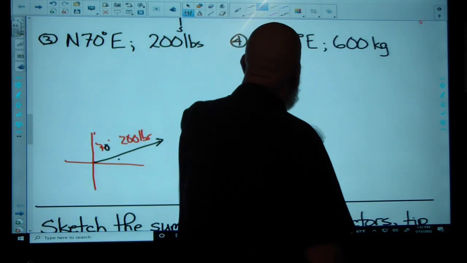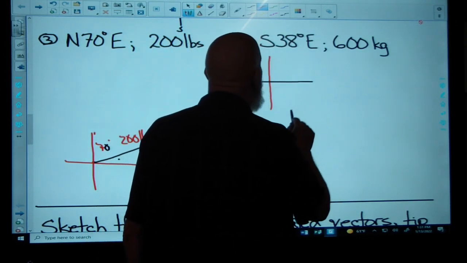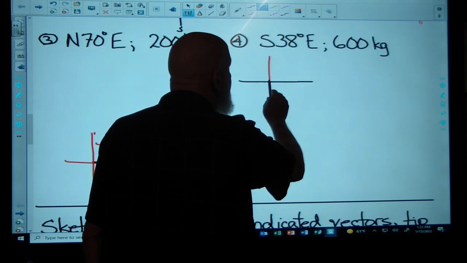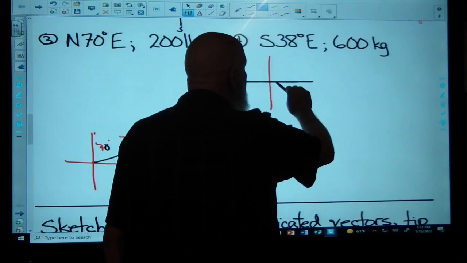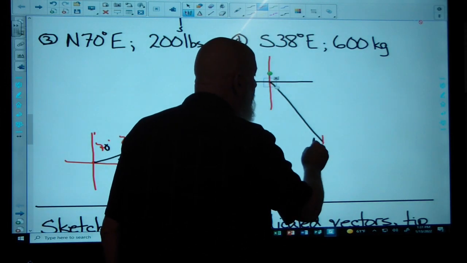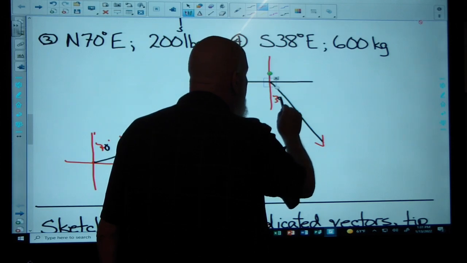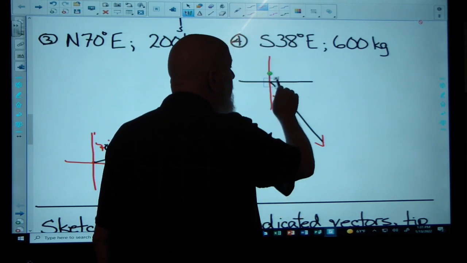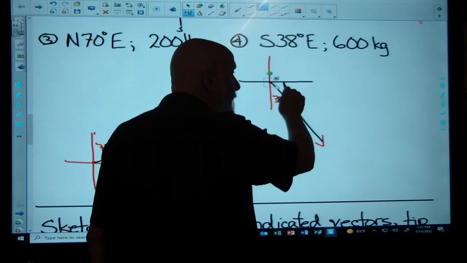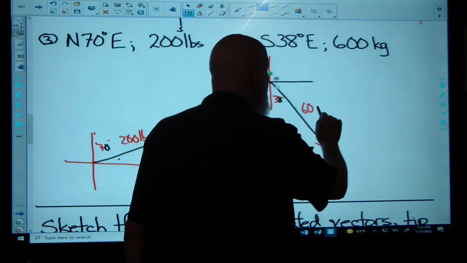Here I've got south 38 degrees east. So I've got north, south, east, west right here. And I'm going to go south 38 degrees to the east. So that would be about like that, roughly. And we could call that 600 kilograms. This would be 38 degrees right here. And this one here would be 52 degrees if I needed it. And I would label that 600 kilograms.